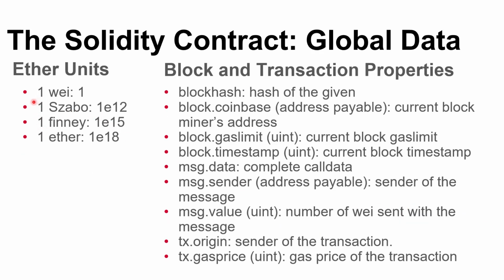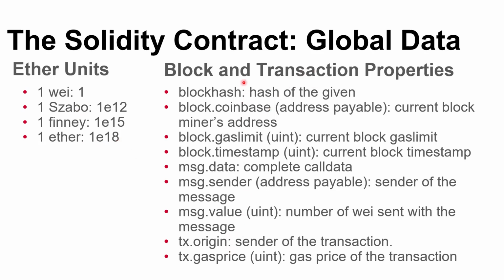And a little bit about some special Ethereum type of operations. So Ether units. Ether can be subdivided quite small. Interestingly enough, in Solidity, Ether is based on the wei. So you can see here the wei is the unit 1. And a Szabo is a wei raised to the 12th. A Finney is a wei raised to the 15th. And an Ether is a wei raised to the 18th.